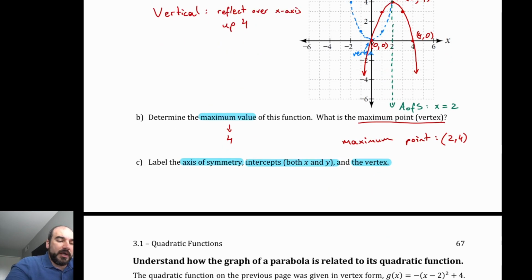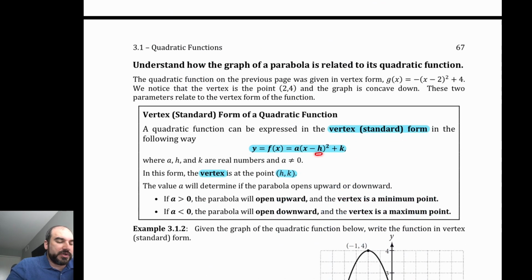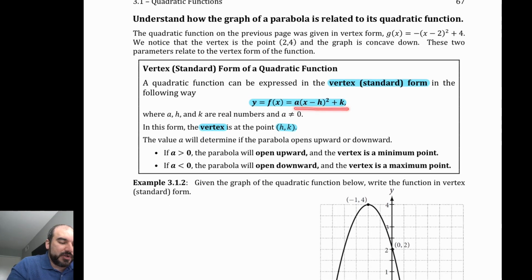So when you include a horizontal shift of h and a vertical shift of k, that moves the vertex to a new position, right? So then h comma k is the vertex of the new parabola. Looking at this equation, you just look at what the number for h is and what the k is, and that gives you the vertex.